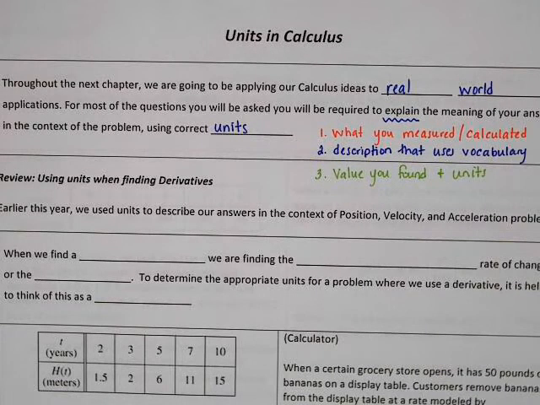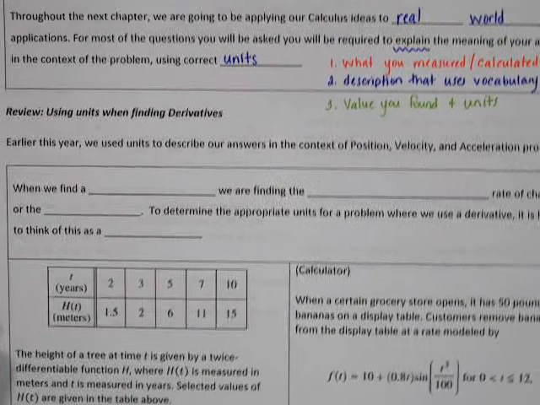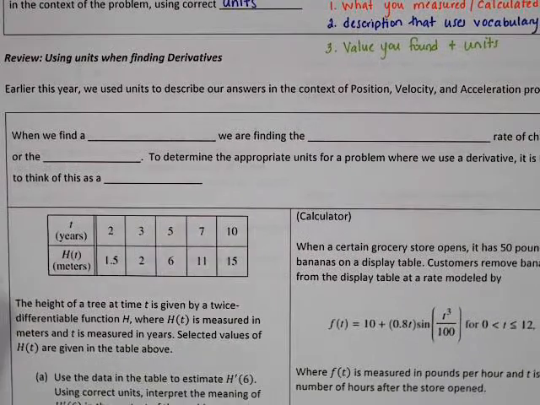Now we're going to practice writing some of these sentences today. We're even going to do a few calculations together to review some of the things that you might be able to do on your calculator or by hand. So let's start with derivatives. Now derivatives were a big topic of first semester. Earlier this year, we used units to describe our answers in the context of position, velocity, and acceleration problems.